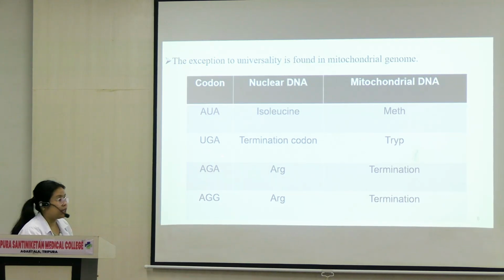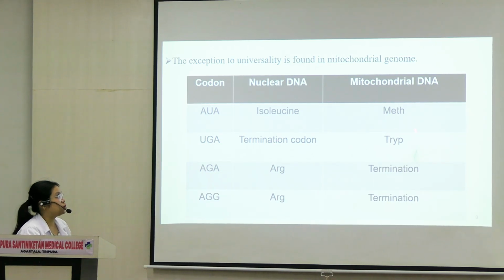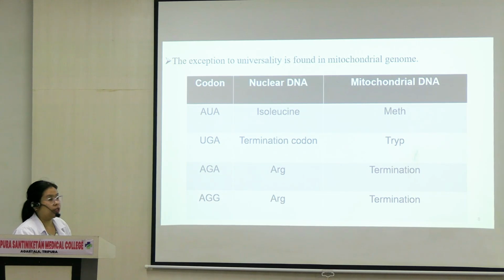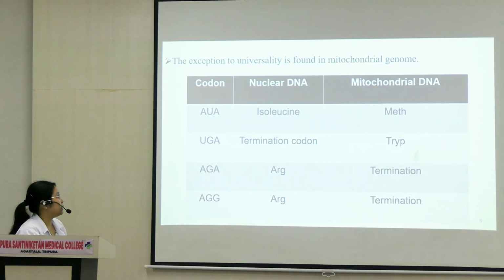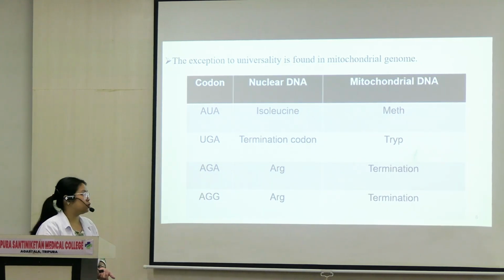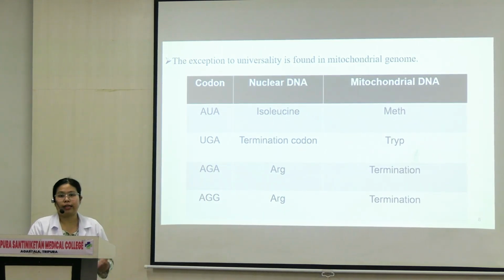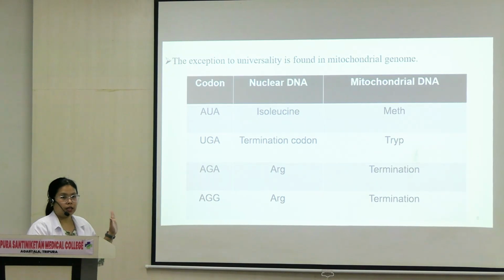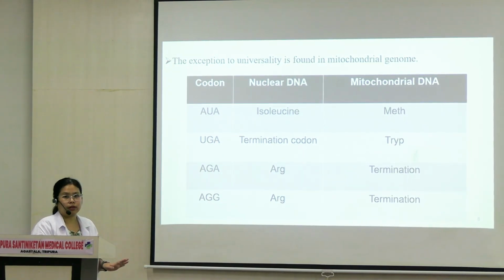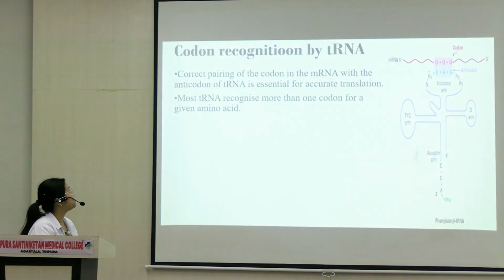Same with UGA, represents a termination codon in nuclear DNA, but in mitochondrial DNA, it codes for tryptophan. AGA codes for arginine in the nuclear DNA, but it acts as a termination codon for the mitochondrial DNA. Same with AGG, codes for arginine again, but it is a termination codon in mitochondrial DNA. Except these 4 differences, which are also within the same cell, there is no other difference across organisms.